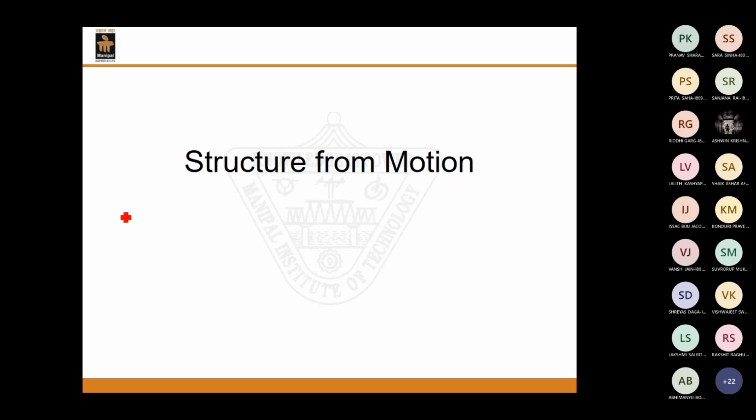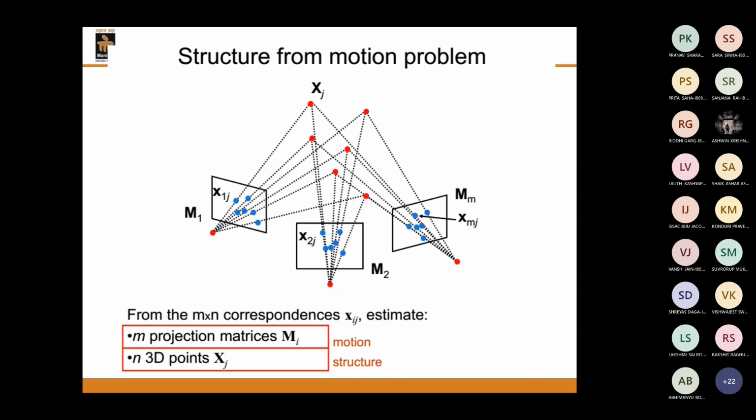Okay, and in structure from motion, the knowledge of the intrinsic parameters is not necessary. So even if we do not know the camera calibration matrices or the intrinsic parameters of the camera, we can still reconstruct the scene from the information that we obtain from the multiple images. And this is an illustration of the structure from motion problem.